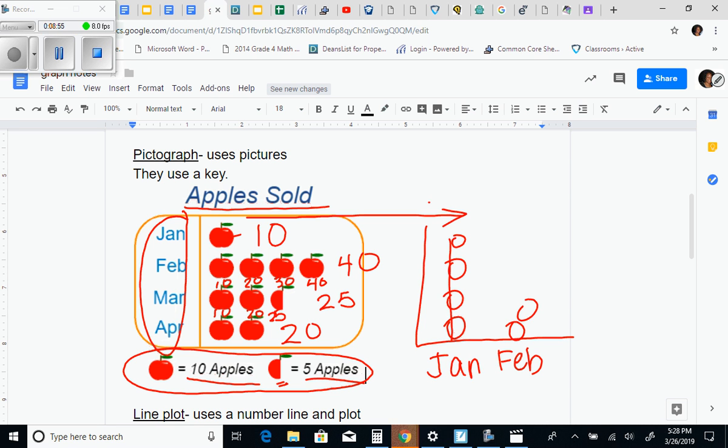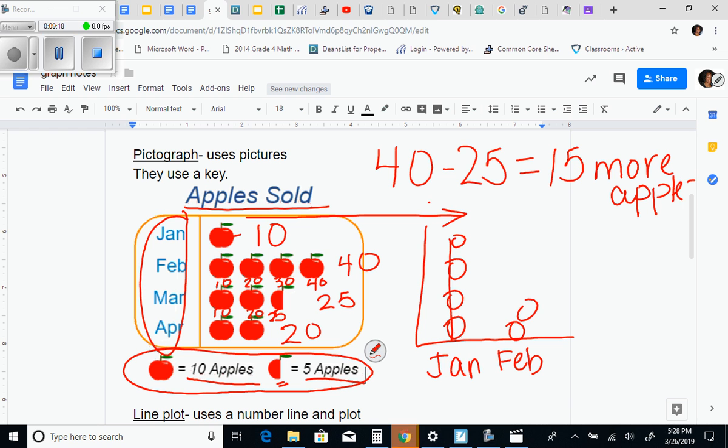I can see that more people chose sold apples in February than in March. And if I want to know how many more, then I'm going to subtract 40 minus 25. And then I know that my answer is 15 more apples. That could also be phrased as how many fewer apples sold in March than in February, and so on. I know that they sold the least amount of apples in the month of January. You can come up with all kinds of facts, but that is graphs.